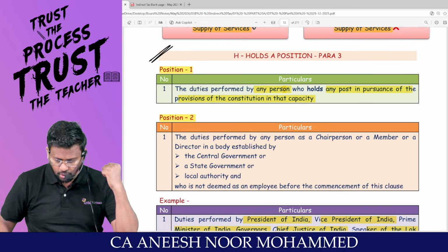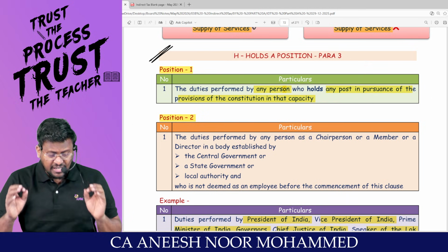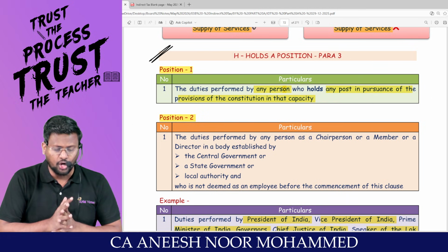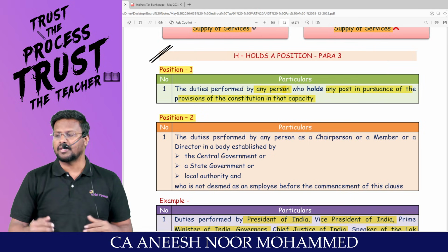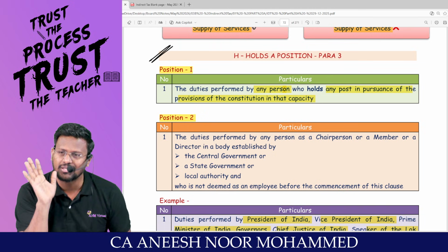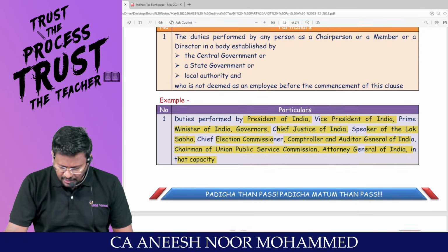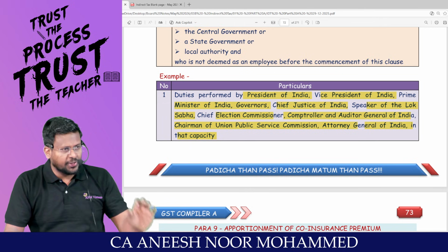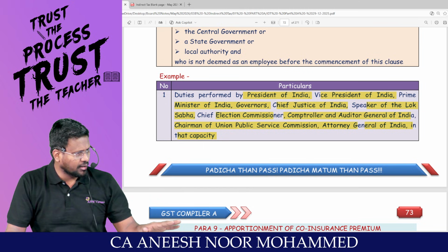Who holds any post in pursuance of the provisions of the Constitution in that capacity. So because of the Constitution of India, I'm holding some position. By holding that position, I'm providing some services. It's my duty, man. It is the duty of the chairman of the UPSC to conduct the UPSC examination in a proper manner. Are you all really with me?